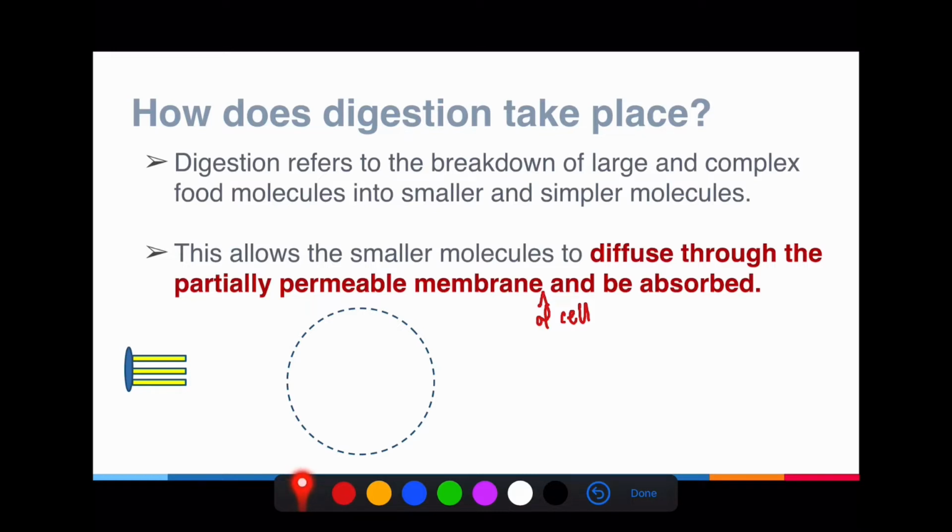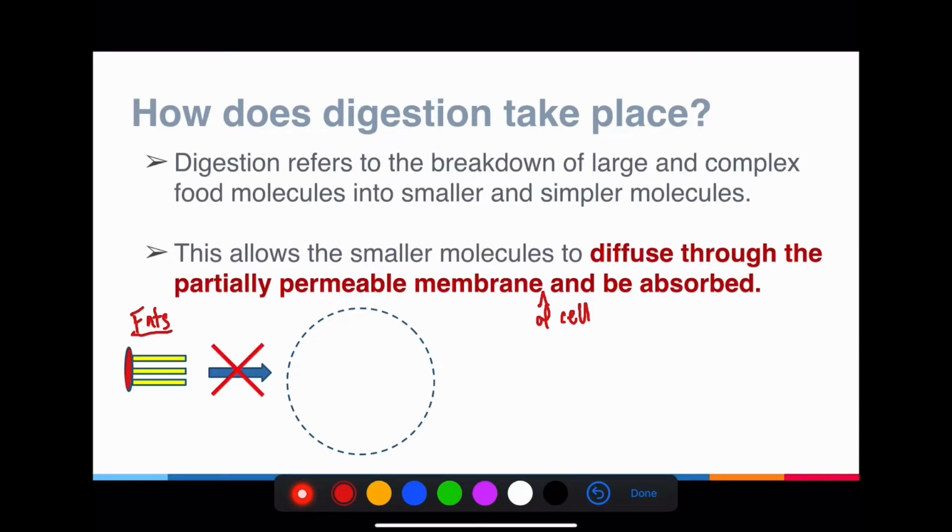If you think about it for a second, over here I have a nutrient and a cell. There are a lot of pores because the cell membrane is partially permeable. This is a fat molecule. How do I know? I can see the glycerol over here, and the three fatty acids attached to it. Normally, the fat molecule is unable to enter through the plasma membrane because it's too big.